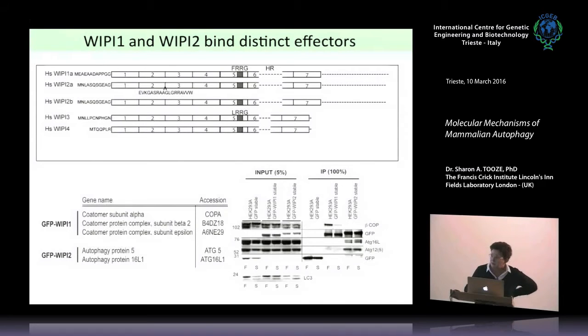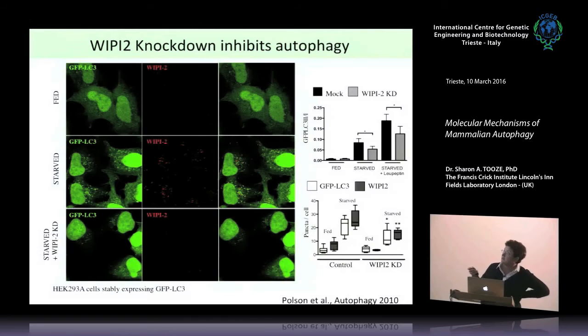So what is WIPI2? As you would expect, because it is an ATG protein, knockdown of the protein inhibits autophagy. Here you're looking at stably transfected HEK293A cells, which express GFP-LC3. In the fed condition, with WIPI2, you essentially see very little, because this protein is cytosolic. It's not very abundant, so you don't see a diffuse red fluorescence.